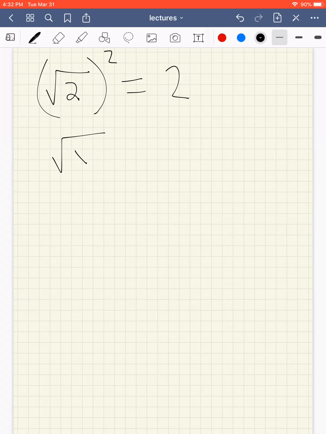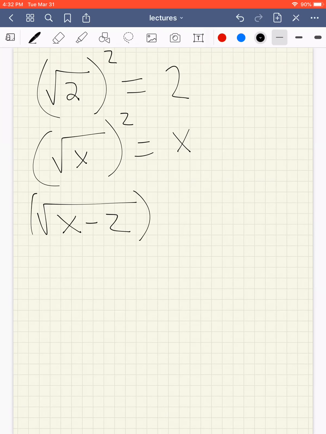Just recognize that if we have something like the square root of 2 and we square it, we get 2. So if we have the square root of x and we square that, we get x. If I have something like the square root of x minus 2 and I square that, I get, that's right, x minus 2.